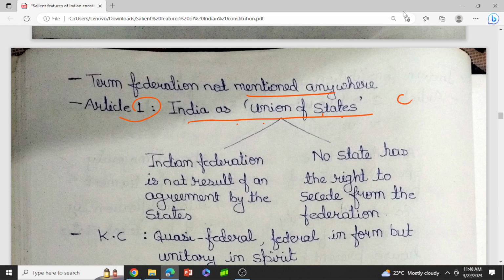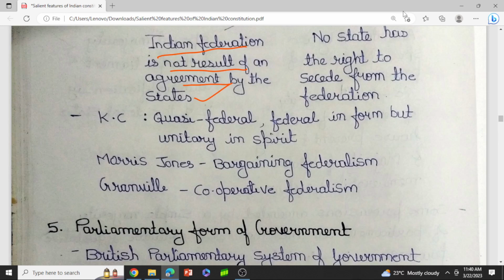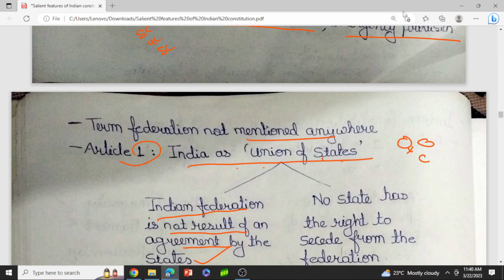So the Indian Federation is not the result of an agreement of the states. India has not been formed under any agreement. They came together and they formed India. Every state in India came together to form India.